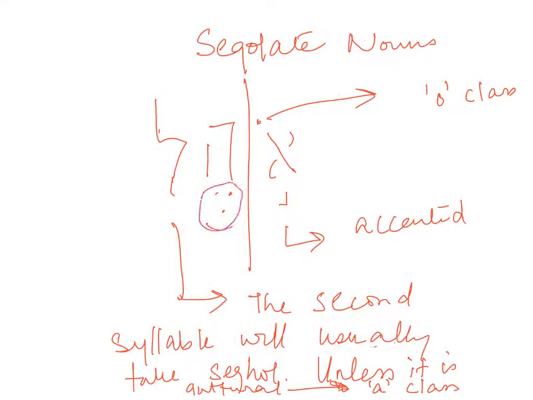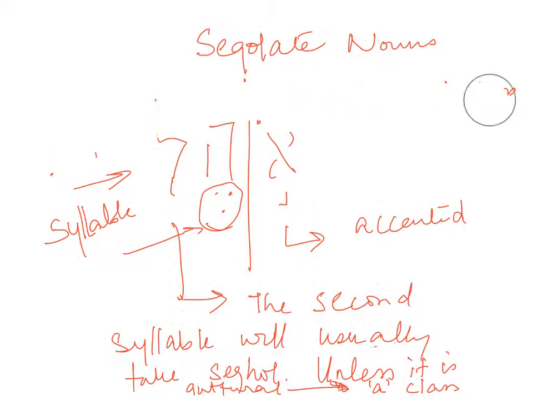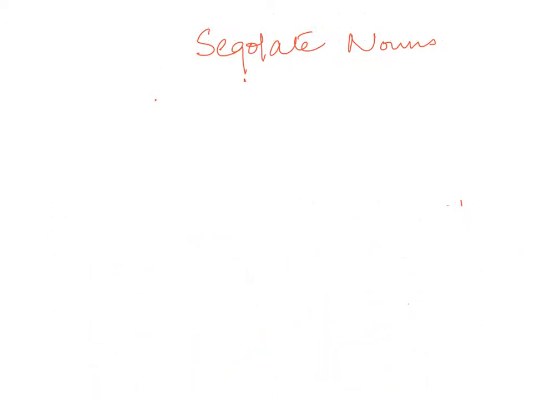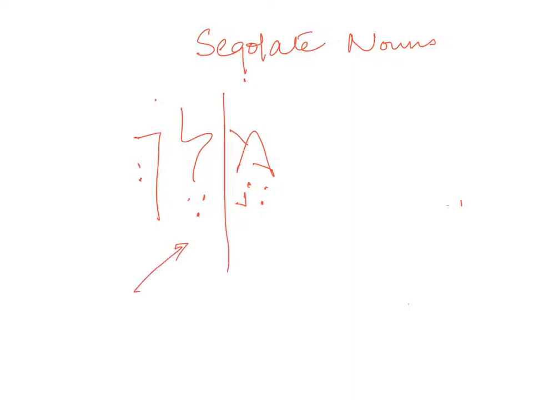And that's exactly the case here. This is the second syllable. Thankfully, as the rule is, it is usually going to be a segol, and that's what I'm seeing here. It's a segol. Let me show you more examples of this. You have the word melek. Again, bisyllable, accent on the first syllable. What about the second syllable? The second syllable usually has a segol.